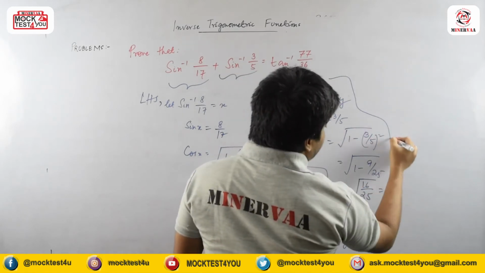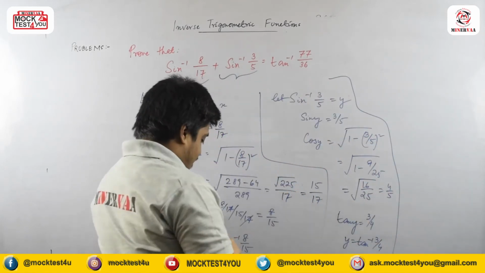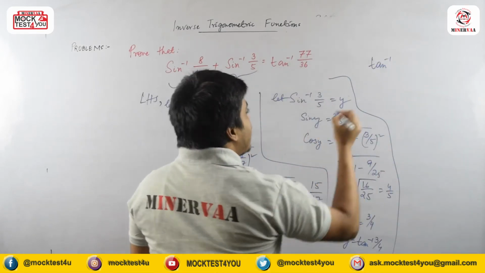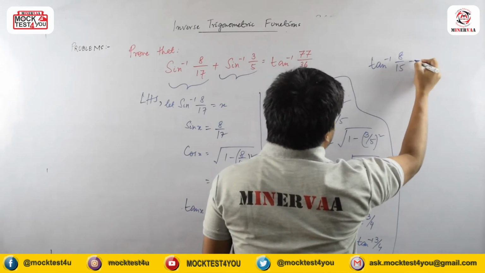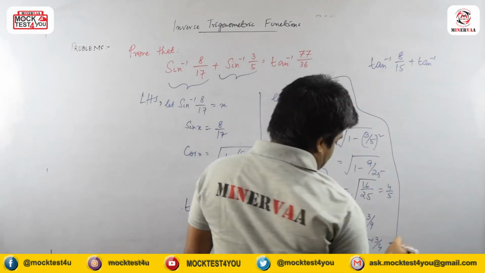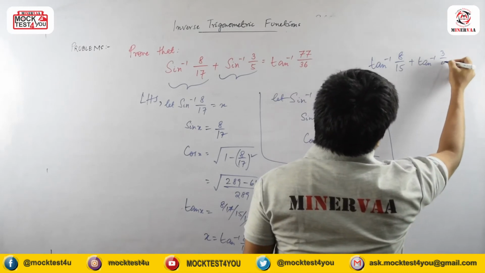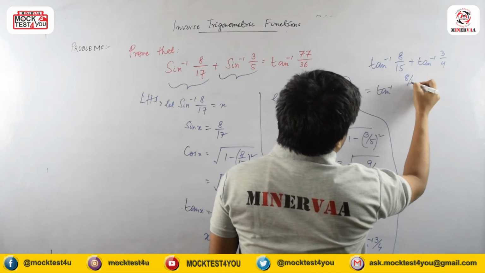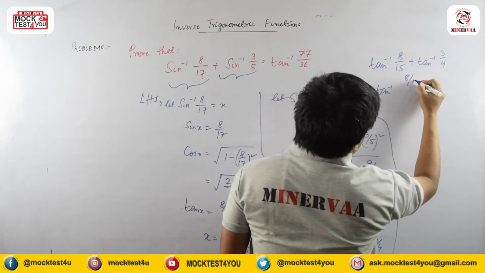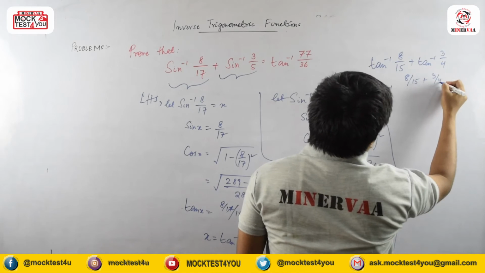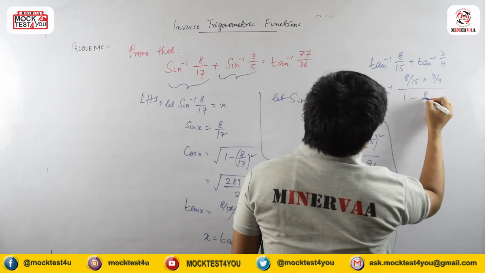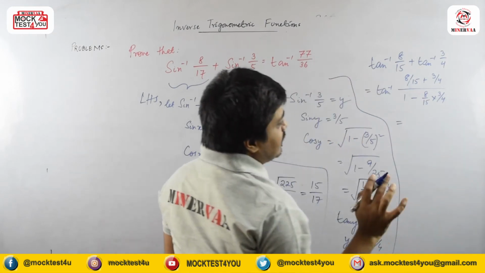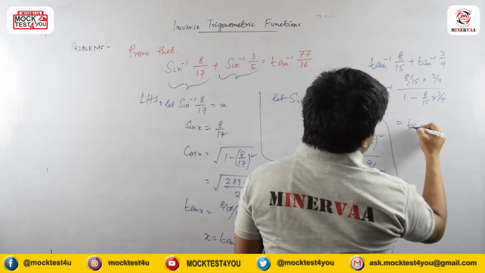The reason I'm doing it here is because I want to teach you a shortcut. So let me just do this in here. tan inverse 8 by 15 plus tan inverse 3 by 4. So what we have in here is tan inverse of (8 by 15 plus 3 by 4) divided by (1 minus 8 by 15 into 3 by 4). So let's not cut anything because we know already that.